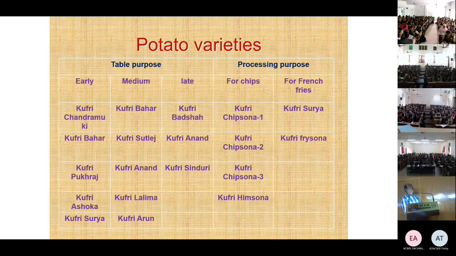Regarding the varieties, they can be classified into table purpose as well as processing purpose, early, medium and late season varieties, and varieties suitable for chips making as well as for French fries. Kufri Chandramukhi, then Kufri Bukraj, then Kufri Bahar, Kufri Lalima, and Kufri Badsa and Kufri Senduri. These are all early, medium and late season varieties. For chips making, Kufri Sipsona 1, 2, 3 as well as Kufri Himsona. Whereas for French fries, Kufri Surya and Kufri Fraisona.